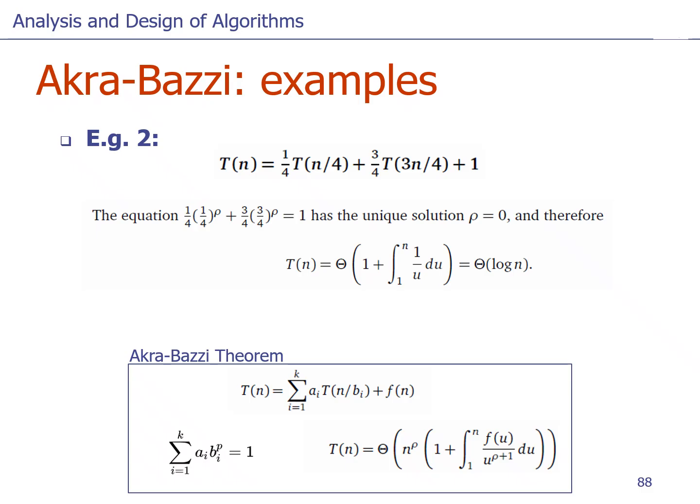Now, because I have to use 0, it becomes 1 over 4 plus 3 over 4. Knowing tau is 0, I substitute n to the 0 is 1, and then the rest is straightforward. I'm sure you can do it by substituting tau is 0. And then you integrate, and you see how easy this is. This is going to be theta of log n.